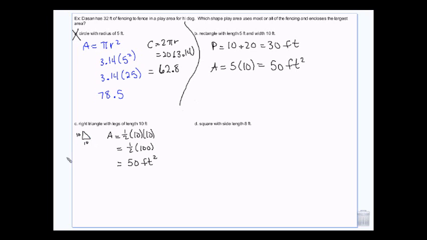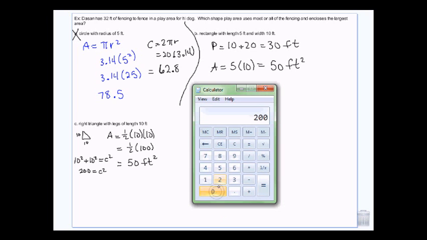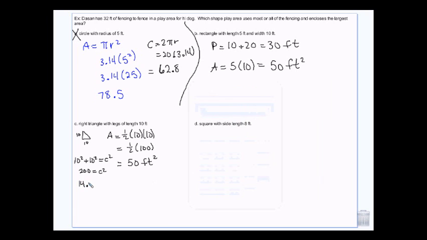And I need to find the length of this other side, so I can use the Pythagorean theorem. So 200 is equal to c squared, so I need to find the square root of 200, which is 14.14. So that would be 10 plus 10 plus 14.14, which would be 34, which is bigger than the fence we have, so we can't use that one. And if I did a square with sides of 8 feet, the perimeter is going to be 4 times 8, which is exactly 32.